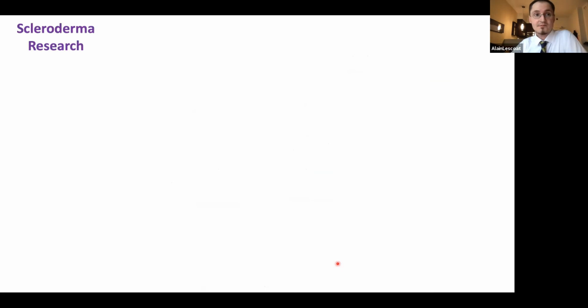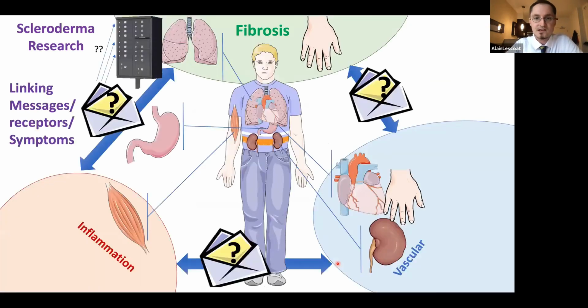So what's the concept behind scleroderma research based on these concepts? Well, the idea with research is to link the messages with their receptors and to identify which messages are responsible for which symptoms of the disease. For example, which messages are responsible for the fibrotic manifestations of the disease, which messages are responsible for the inflammatory manifestations of the disease, etc., and again for vascular.